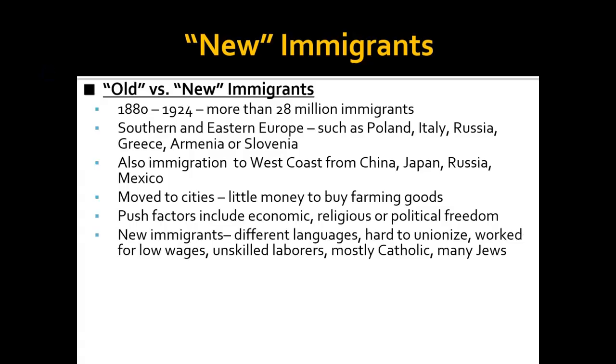The push factors might be similar: economic, religious, maybe political freedom, but we see new immigrants largely speaking languages different than English. In some cases, they are willing to work for very low wages. They may have come from agricultural societies, getting industrial jobs and willing to work for very little money. Many, including immigrants from Southern and Eastern Europe, might be unskilled laborers. We might also have high rates of immigrants who are Catholic or Jewish. So we get a sense of non-Protestant immigrants.